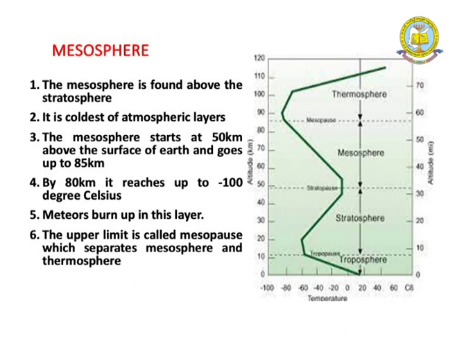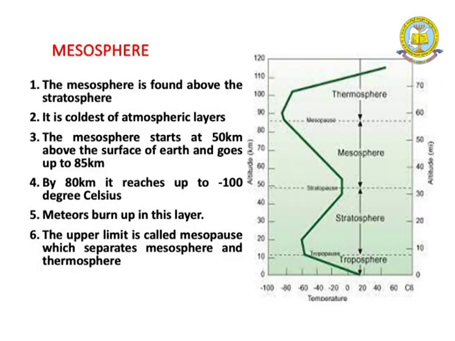The mesosphere is found above the layer of stratosphere. One of the most important questions asked in exams is about the temperature, or which is the coldest zone of all the atmospheric layers, and your answer here should be mesosphere. The mesosphere is the coldest of all the layers of the atmosphere. It starts at 50 kilometers and goes up to an altitude of 85 kilometers. By 80 kilometers, it reaches a temperature of minus 100 degrees Celsius.